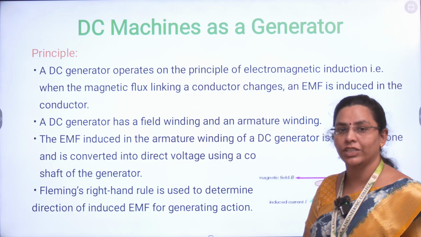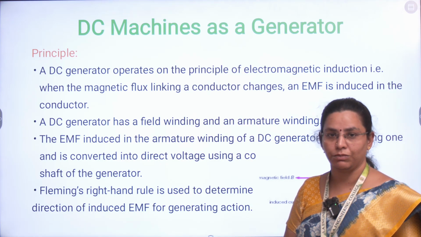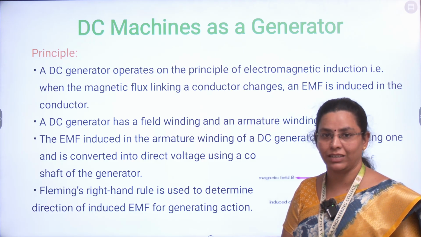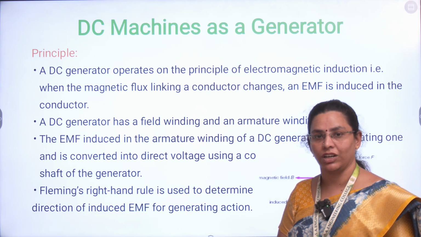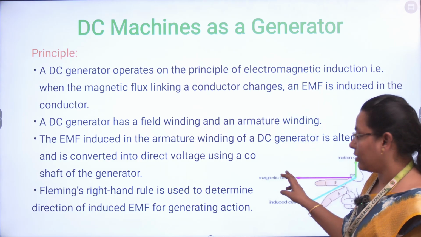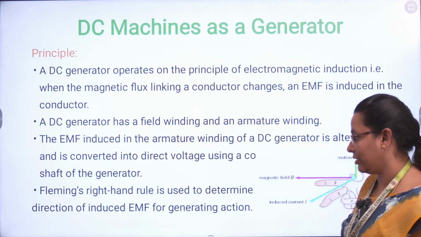This induced EMF is alternating, but we are using a DC machine. So we have to convert the AC EMF into a DC EMF by using the commutator. The commutator is a device which converts AC EMF into DC EMF. The commutator is mounted on the shaft of the DC generator.